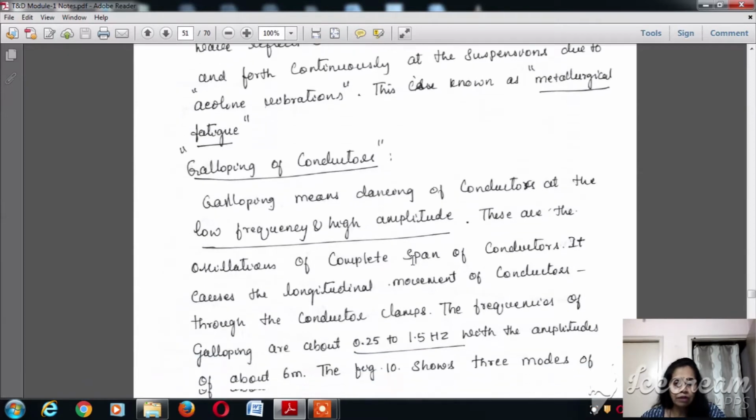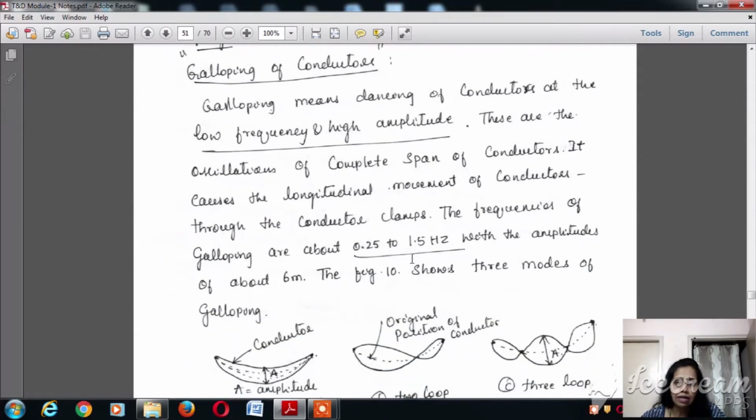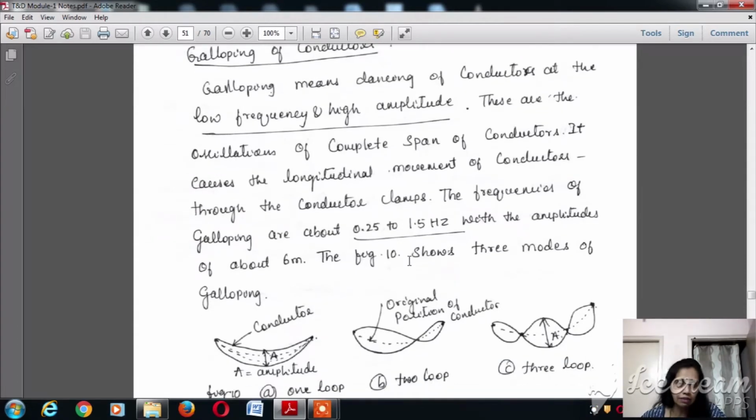Now, galloping of conductors. The second type of vibration is called galloping of conductors. Galloping means the dancing of the conductors at a low frequency and high amplitude. These are the oscillations of the complete span of the conductors. It causes longitudinal movement of the conductors through the conductor clamps. The frequencies of galloping are about 0.25 to 1.5 Hz with amplitudes of about 6 meters.